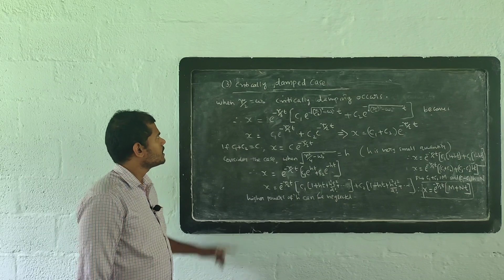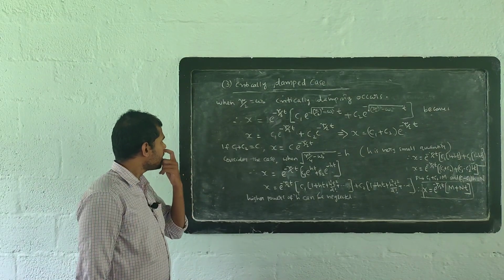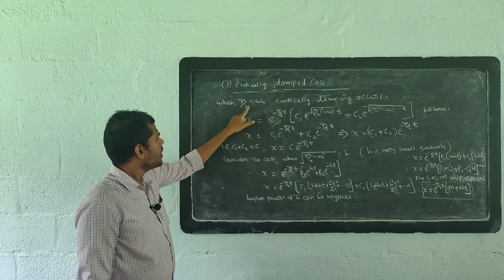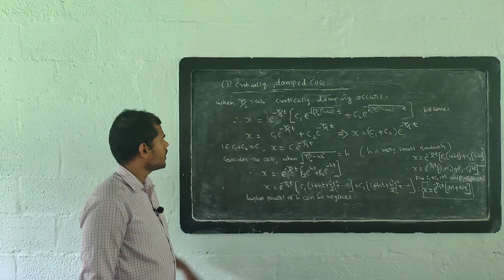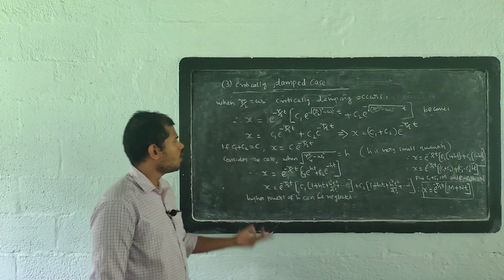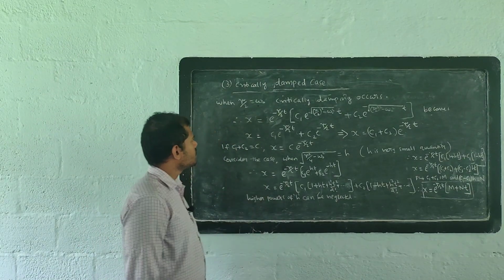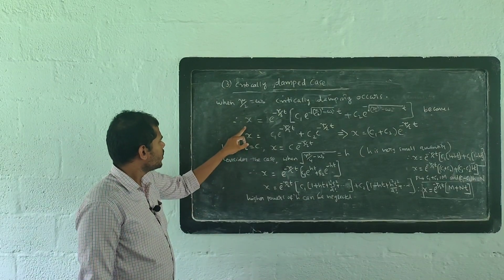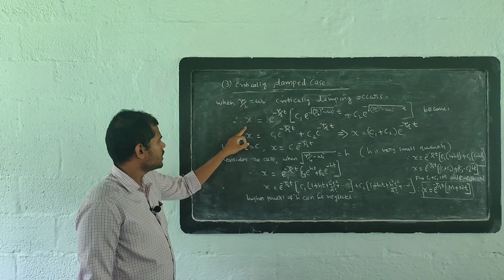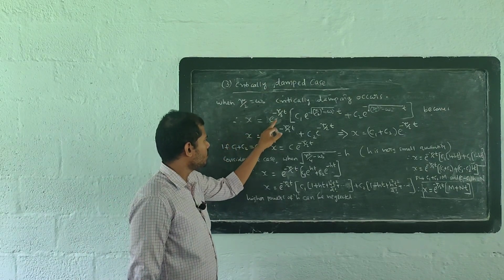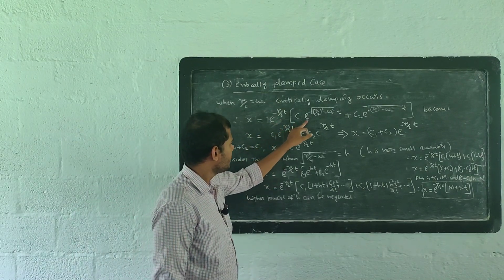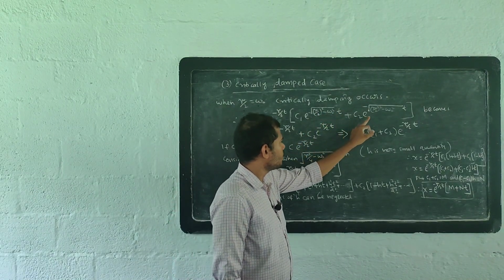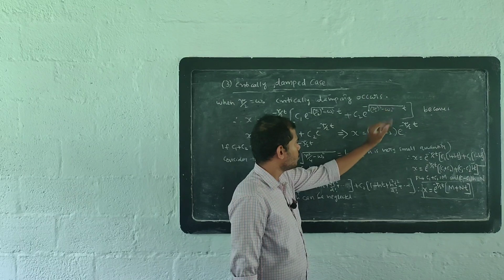Now we are going to discuss the third case, the critically damped case. In the case of critically damping, gamma by 2 is equal to omega 0. Okay, if gamma by 2 is equal to omega 0, the harmonic oscillator is known as a critically damped harmonic oscillator. Then we know the expression for displacement in the case of a damped harmonic oscillator, that is x is equal to e raised to minus gamma by 2 t (c1 e raised to square root of (gamma by 2) whole square minus omega 0 square t plus c2 e raised to minus square root of (gamma by 2) whole square minus omega 0 square t).